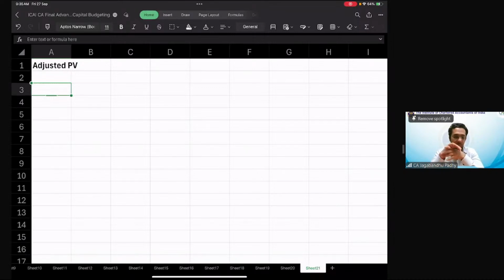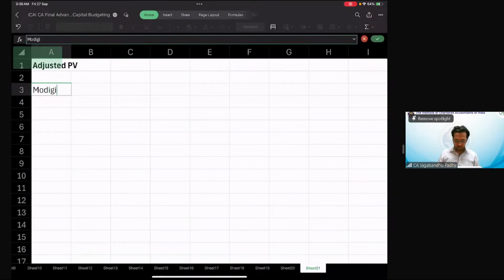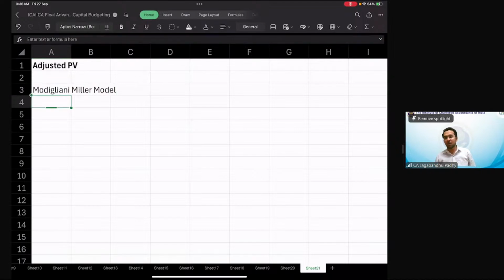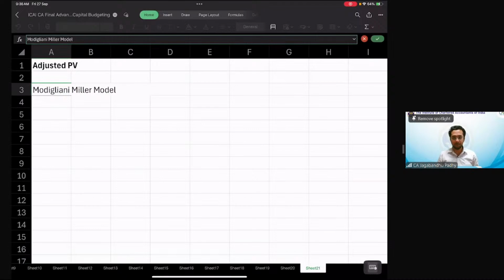Okay, adjusted PV. What was this concept connected to? Anyone? In my first class, when I was giving you a roadmap of the concepts that we are going to do, I told you adjusted present value was connected to one of the chapters of your CA Inter. Remember, I told you something called the Modigliani-Miller model. MM model, guys. Remember MM model from CA Inter?